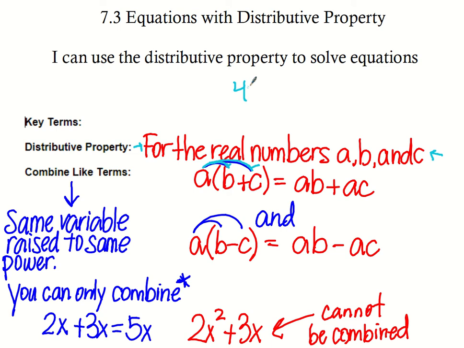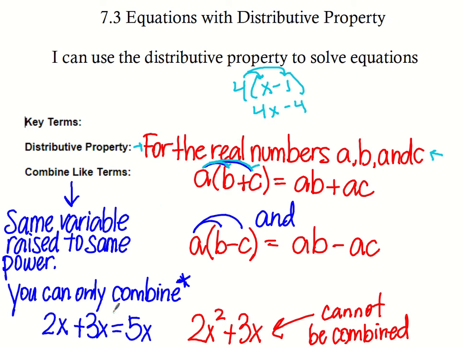An example with numbers is if I had 4 times (x minus 1). Well, that's 4 times all of x minus 1. So I have to distribute this 4 to multiply it by everything inside the parentheses. So that'd be 4 times x, which is 4x. 4 times negative 1 is negative 4. So this simplifies to this.